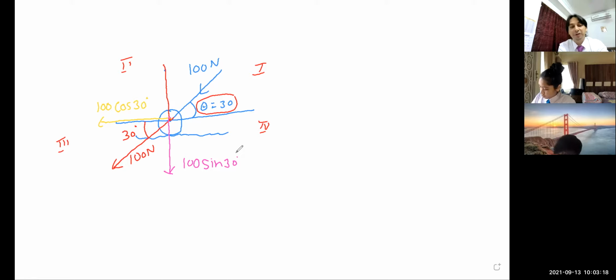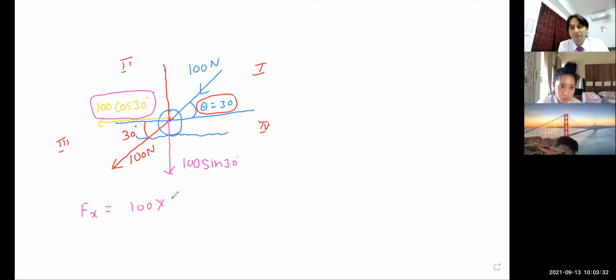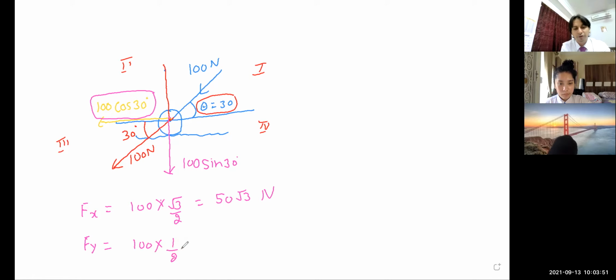That is the answer, and you can even put in the values one by one. So Fx will be 100 cos 30. May I know what is the value of cos 30, children? Look into your calculator, children. It is √3/2, so finally this is 50√3. You can put the value of √3, and whatever the answer, that will be in Newton. Similarly, for finding the y component, Fy is equal to 100 sine 30. I know sine 30 is 1/2, so this is equal to 50 Newton.